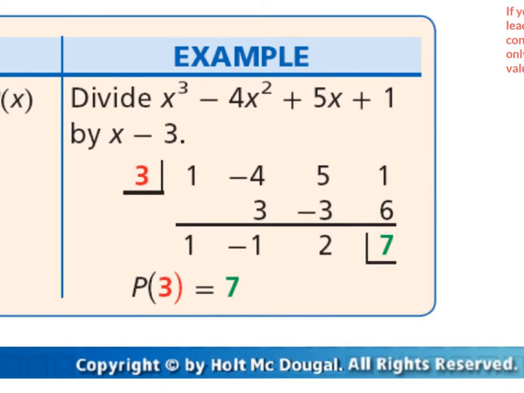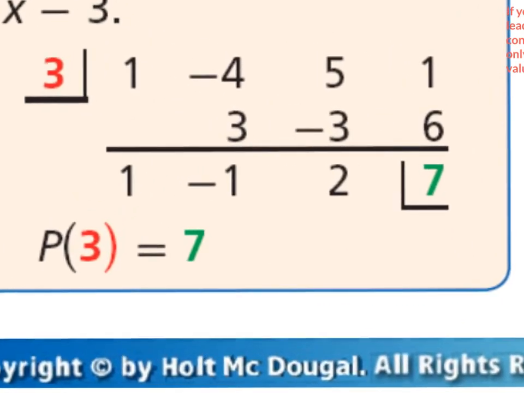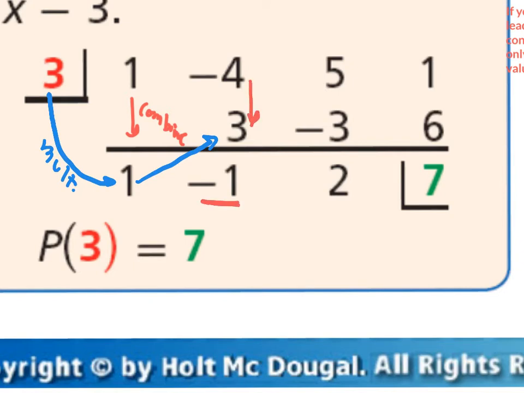Now let me explain how this works. It's beautiful the way it works. As you go down, you combine. Combine as you go down. So that's how we get 1 right here, because 1 plus nothing is 1. But then we take this 3 in the box and we multiply it by the 1, and it gives us 3. And then as we go down, we combine. What's -4 plus 3? It's -1.